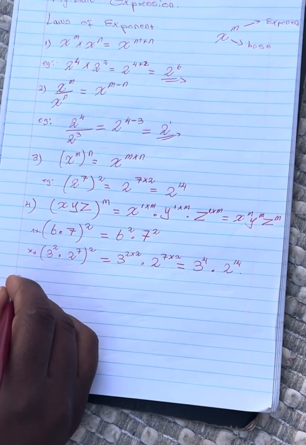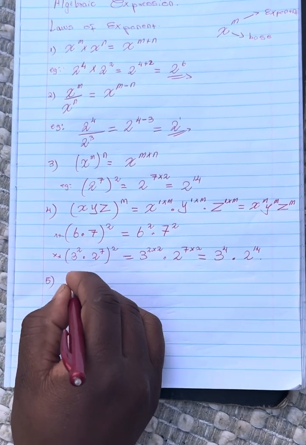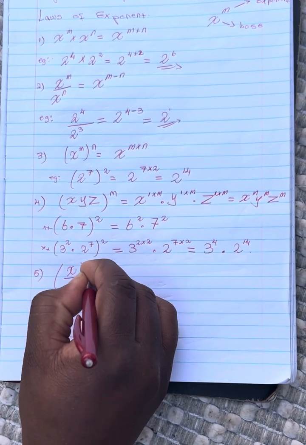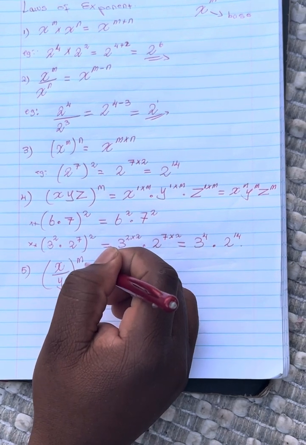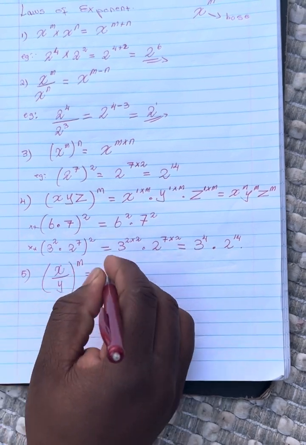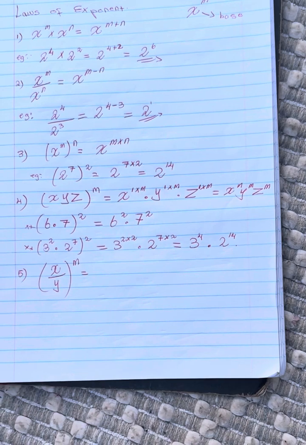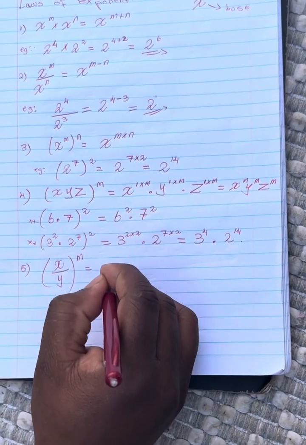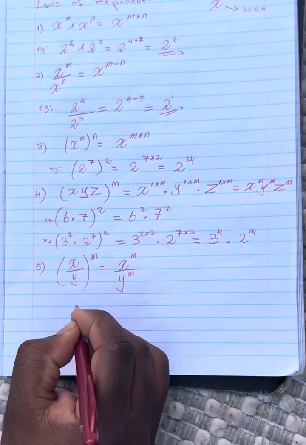We continue to law number 5. Let's say now you are given x over y, all raised to the power of m. You are given a fraction which is raised to the power of an exponent. The law still applies. It says that if you are given an expression like this, remember, whenever there's a bracket, you multiply. So this x is raised to the power of 1, it will be 1 multiplied by m. So it will be x to the power of m, all divided by y to the power of m.